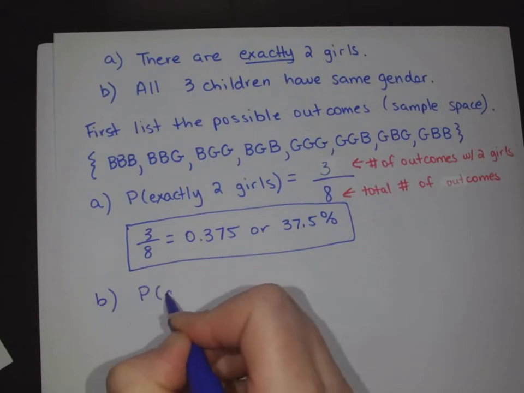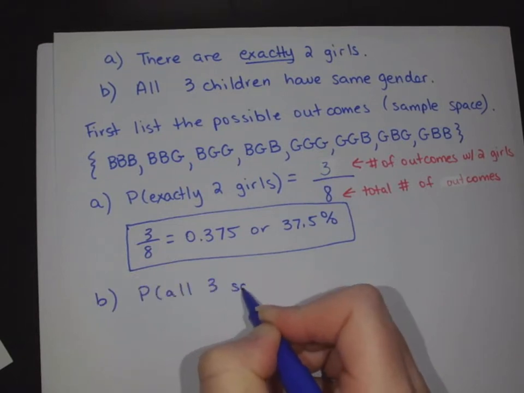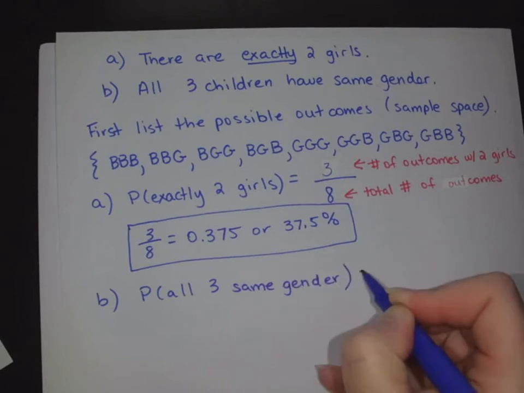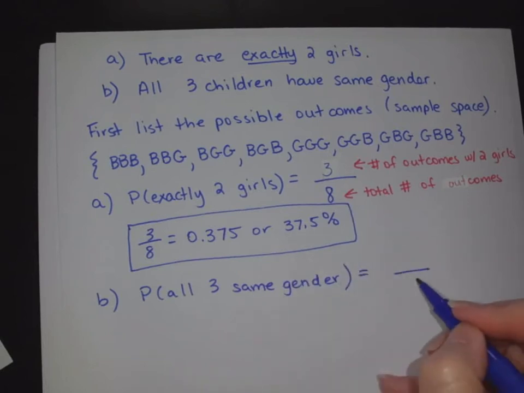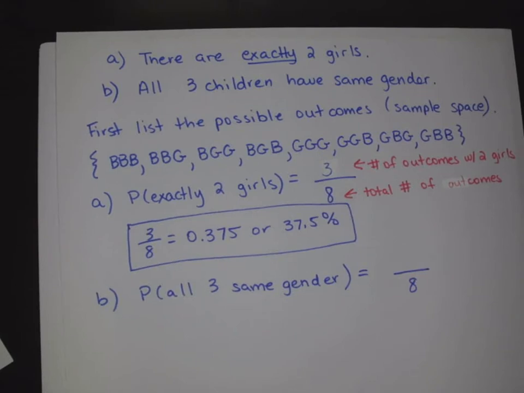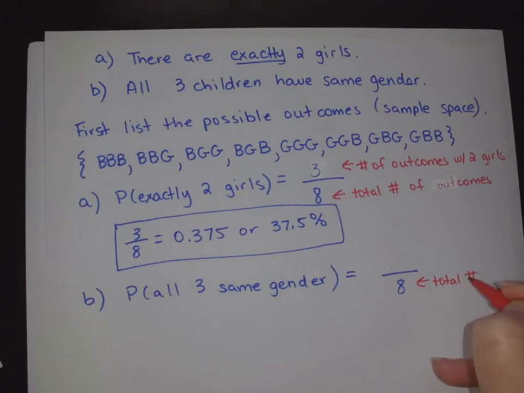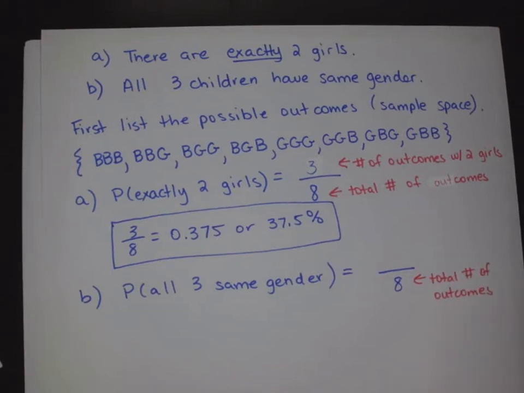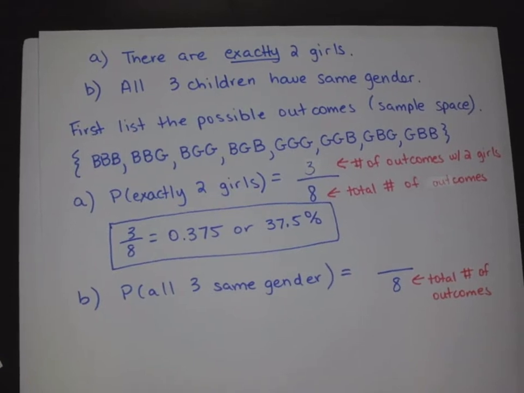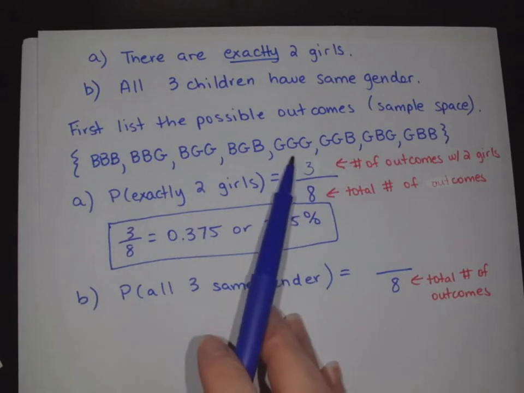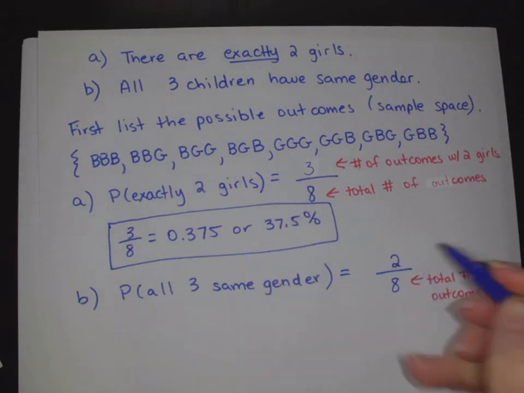All right, so now let's find the probability of all 3 being the same gender. This time maybe I'll count it right. So again, we want something over something else, and the bottom's kind of already been decided, right? This is still the total number of outcomes. And so now we just need to go up to our sample space and count any time where there were all 3 the same gender. So it looks like that's 1, and it looks like that's 1, right? So 2.